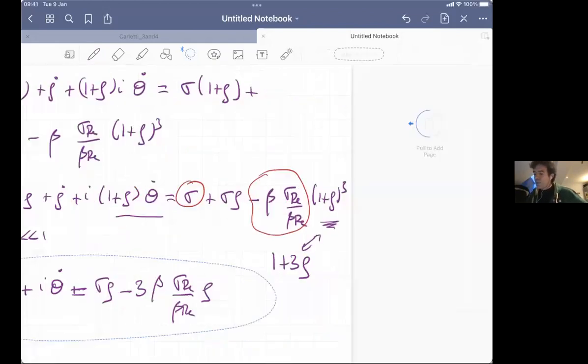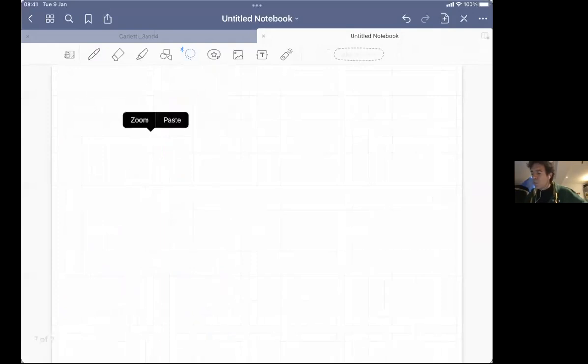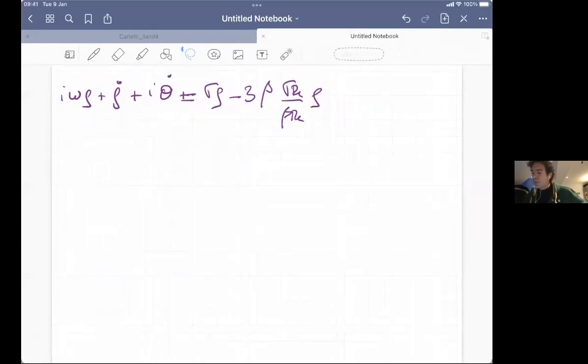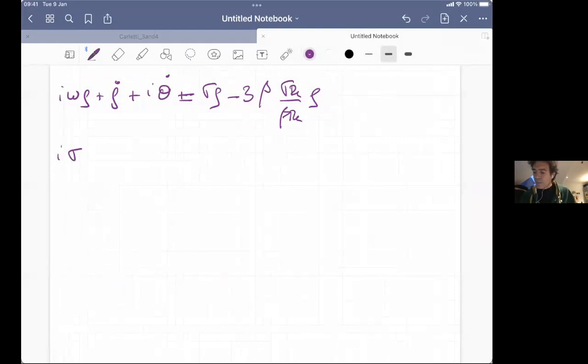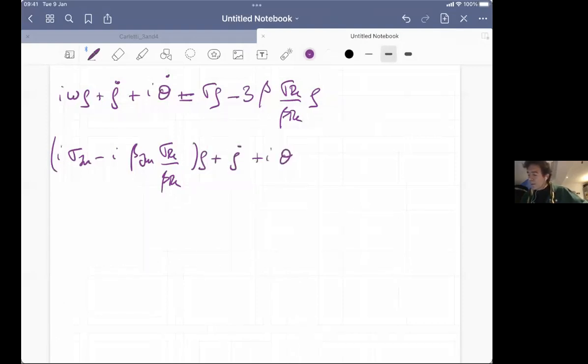I think it's a bit long, but I think you have to do it at least once, so it's a good point to do it right now. Remember, omega was, I have to check in my notes, the imaginary part of sigma minus i, imaginary part of beta times real part of sigma divided by the real part of beta. So this is i omega. This should be multiplied by rho plus rho dot plus i theta dot is equal to rho.